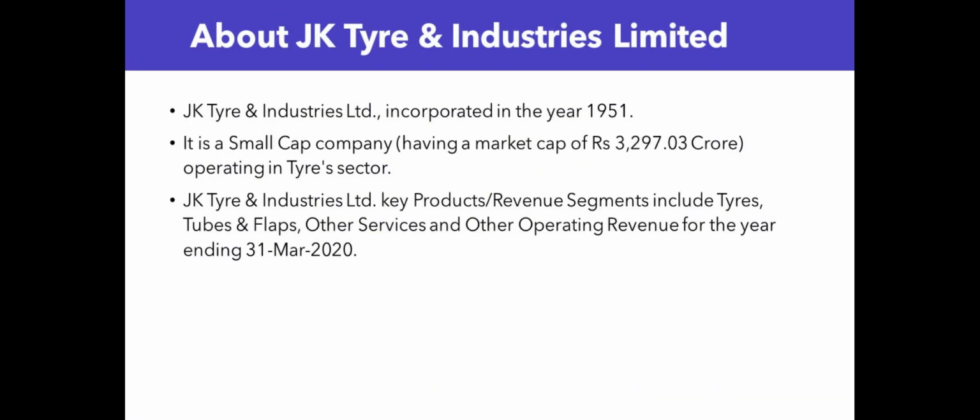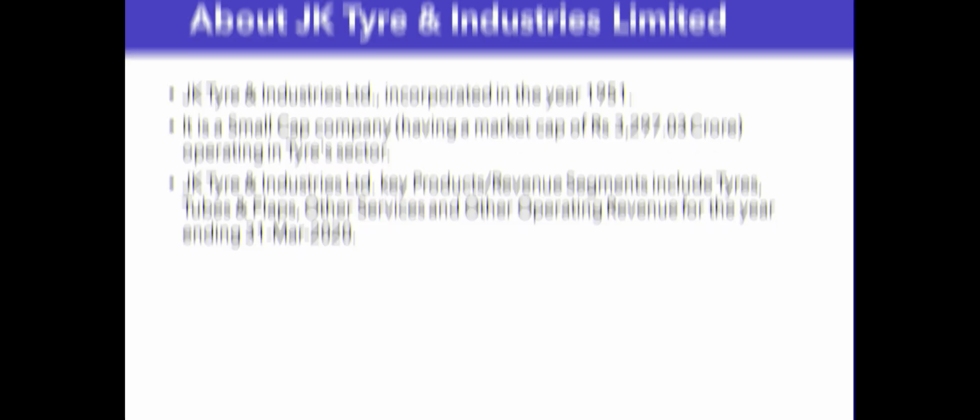Now let's see what JK Tyre and Industries Limited is all about. So this was incorporated in the year 1951. So it's been a long time since the company started working. It's a small cap company and it operates in the tires sector. The revenue or product segments include tires, tubes and flaps.